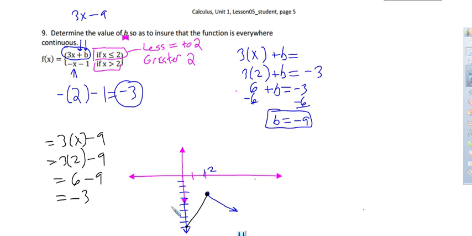So give number 10 a shot, and we'll probably talk about it in class tomorrow.